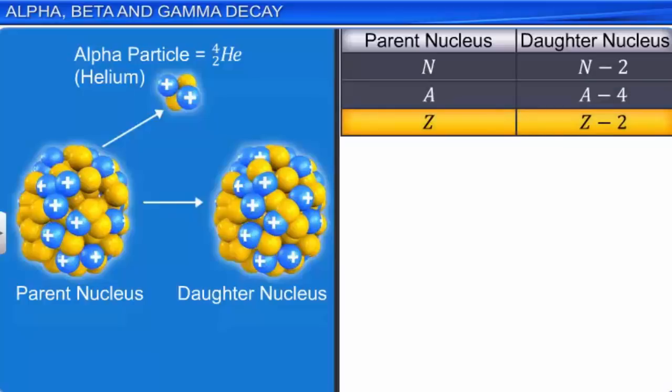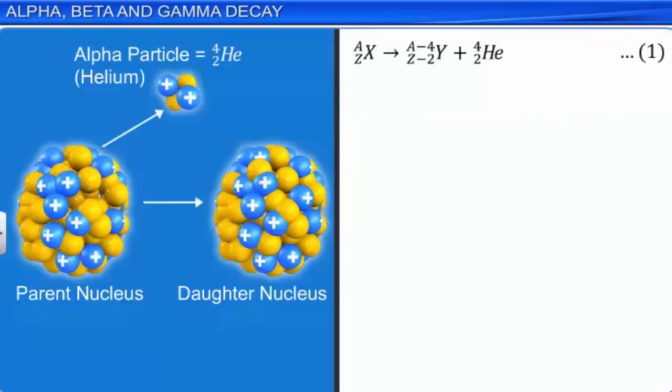Since the proton number Z of the nucleus changes in this decay process, the chemical symbol of the daughter nucleus is different from that of the parent nucleus. If a radioactive nucleus X having an atomic number Z and mass number A emits an alpha particle, then it transforms into a nucleus Y with atomic number Z-2 and mass number A-4. Let this be equation 1.